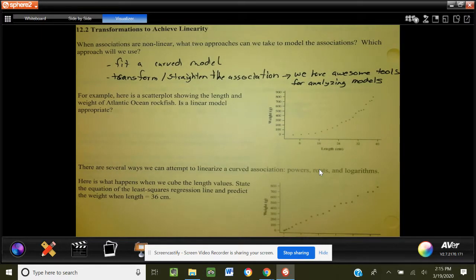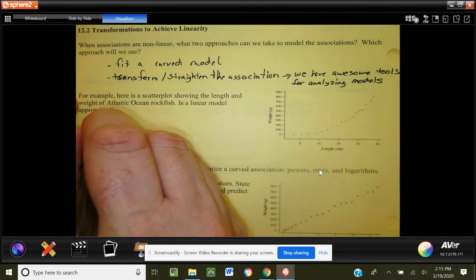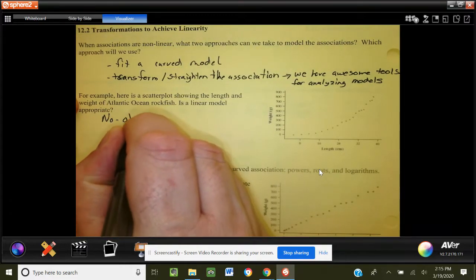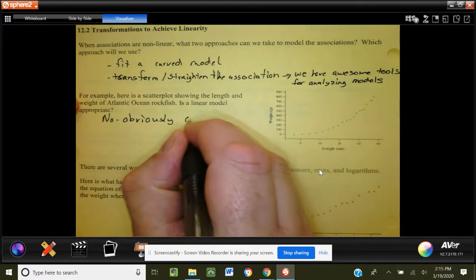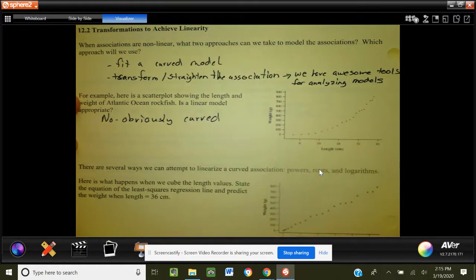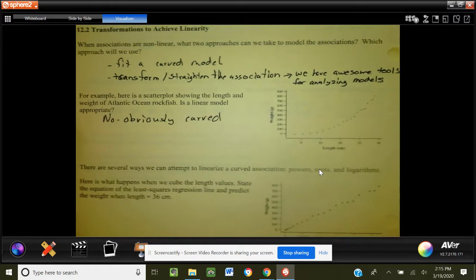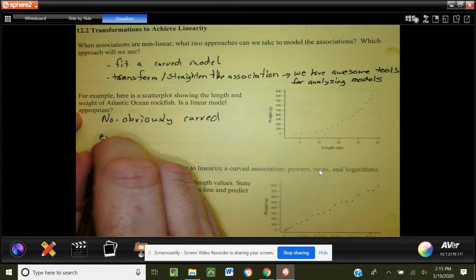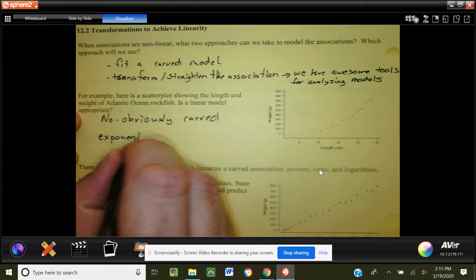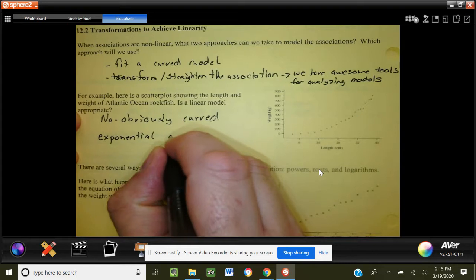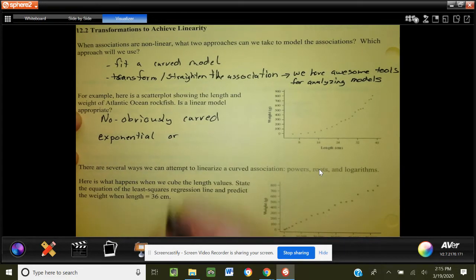So yes, we have a scatter plot here. Length of Atlantic Ocean rockfishes versus their weight. Okay. Is a linear model appropriate here? Well, I don't think we need a residual plot to tell. All right. That is a no. It's obviously curved. Okay. Now, if we were to fit a curved model, what does this look like? Now, typically, our choices are going to be one of two things. Okay. So it could be an exponential model. Okay. Or it could be something that we call a power model.